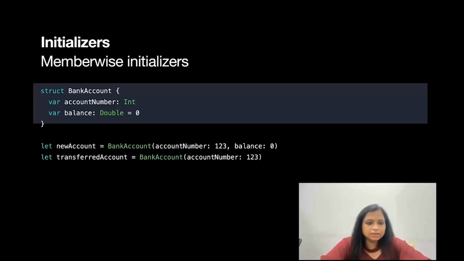Okay, now let's see the next instance that has been created. The next instance is transferred account. As you can see here, the property account number has been given a value, but we have skipped the property balance. Why so? Because it already has a default value. Even if we skip giving a value to a particular property that has already been given a default value, Swift will not give any kind of error.